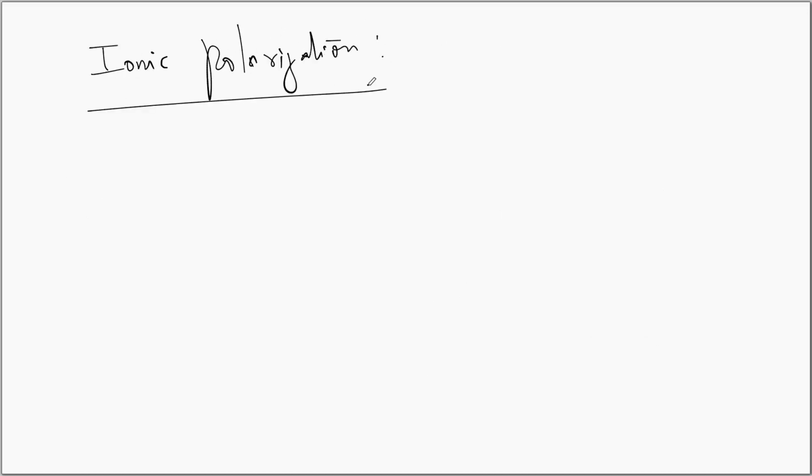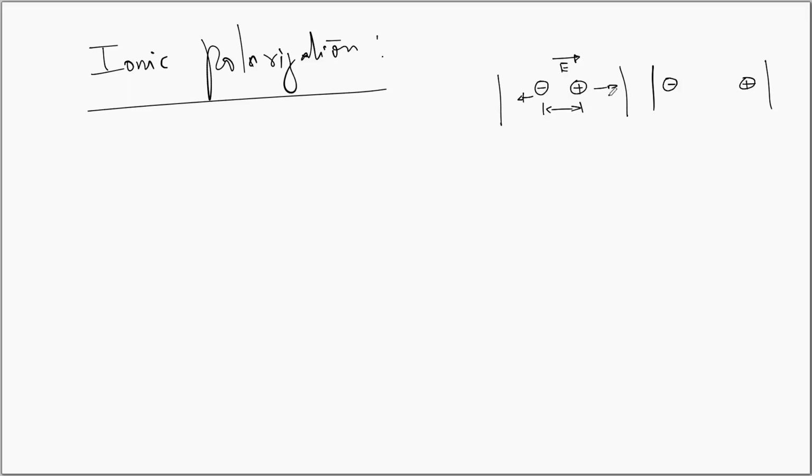Ionic polarization. Suppose you have an ionic molecule like this with two ions, one anion and one cation. When this molecule is placed in an external electric field, the positive ion will be pushed in this direction and the negative ion will be pushed to the left side. As a result, the negative ion will be somewhere here and the positive ion will go somewhere there. These are the two ions of a molecule.